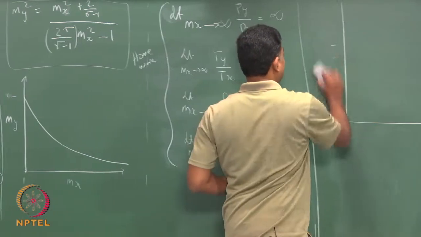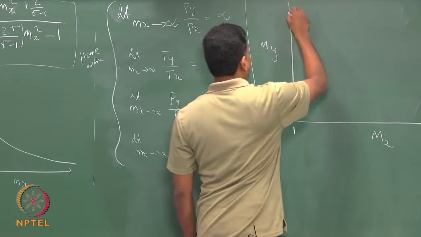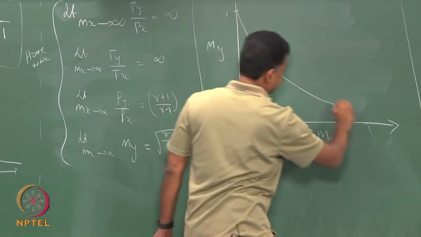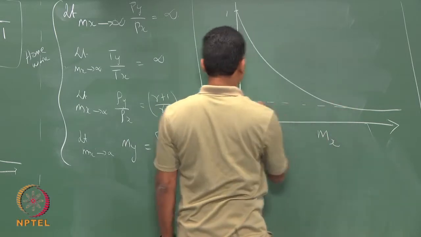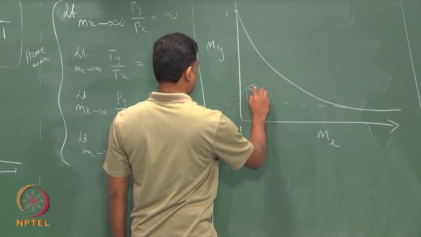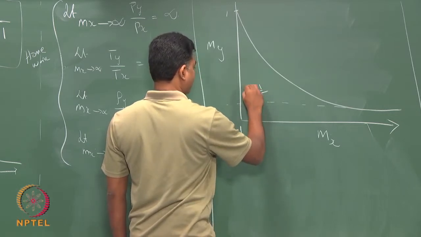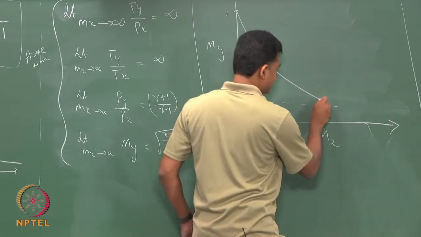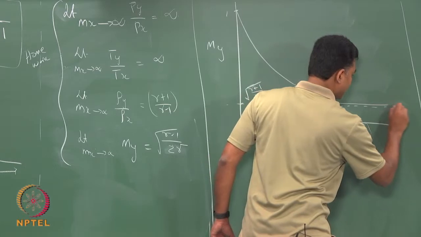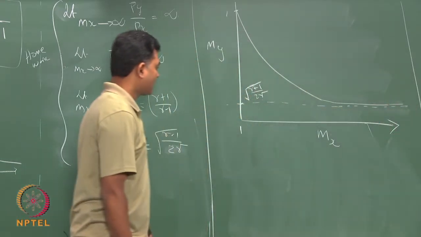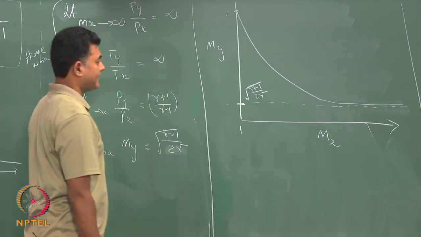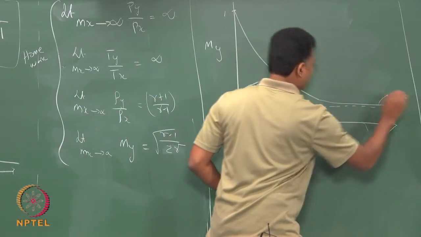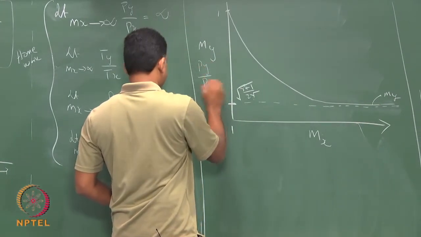So let us draw that first, My. It starts from 1 and then goes like this. The asymptotic value is root of gamma minus 1 by 2 gamma. So that would be my asymptotic value, and it should not cross. As Mx tends to infinity, this value will approach this value. Now, when Mx equals 1, this is my My. Now, I will draw Py by Px.